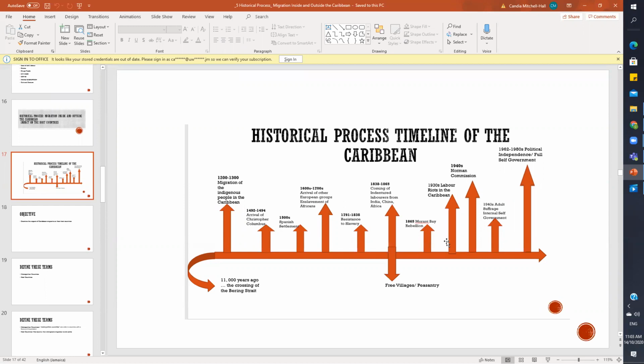What are some of the places that people would have migrated to within the Caribbean? Recap. Jamaica to Honduras. Jamaica to Barbados. So we have quite a few, right? One of the major ones that we would have discussed was which one? To a Central American country.